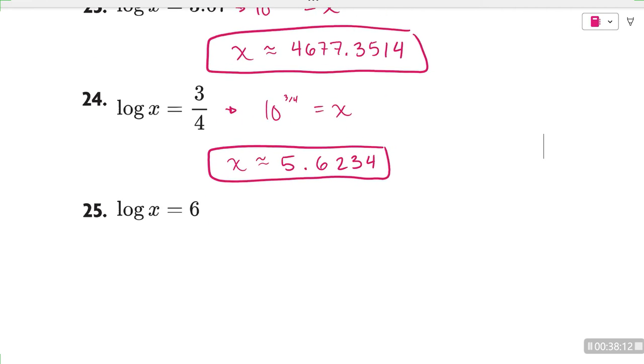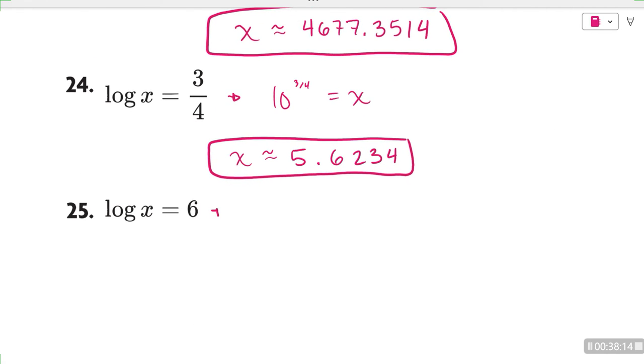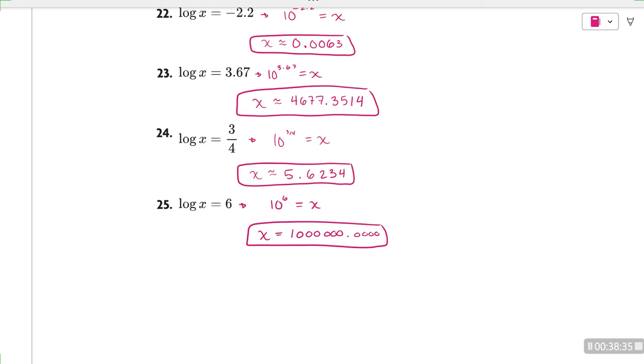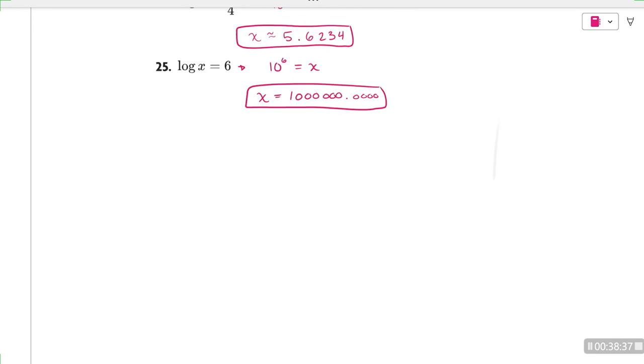Okay, 25. This one we don't need our calculator because 6 is a nice integer. So 10 to the 6, that means we need 6 zeros. 1, 2, 3, 4, 5, 6, or a million. Now if I want 4 decimal places, I just plop that on the end. So that one we don't need our calculator. It's exactly 1 million. And that is it.